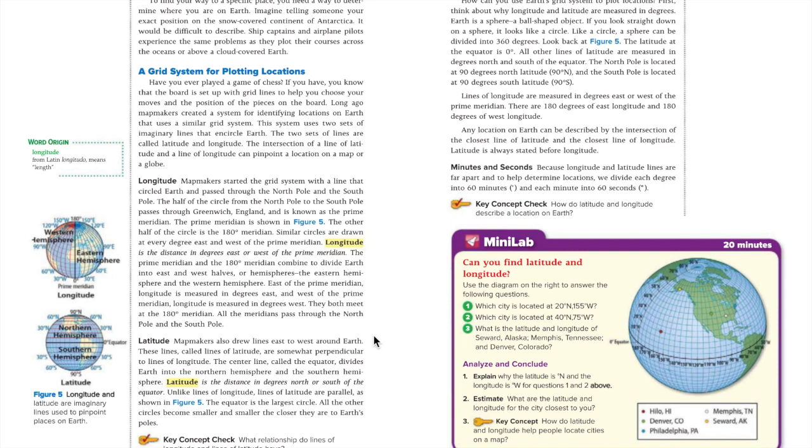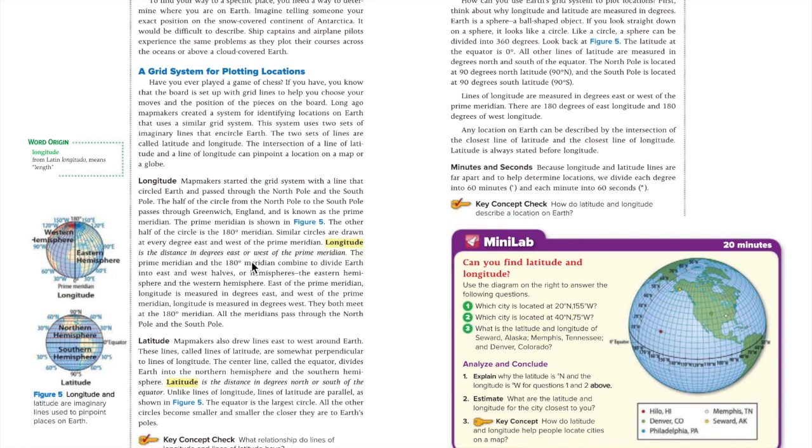The half of the circle from the North Pole to the South Pole passes through Greenwich, England, and is known as the prime meridian. The prime meridian is shown in figure 5. So here we go, over here to figure 5, and right here, this line is the prime meridian, okay? The other half of the circle is the 180-degree meridian.